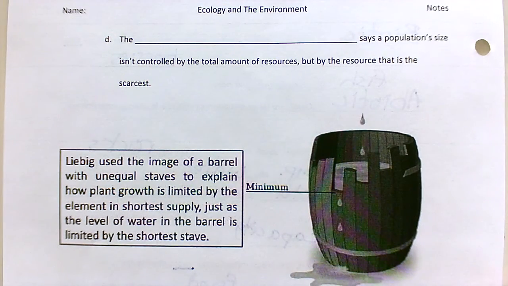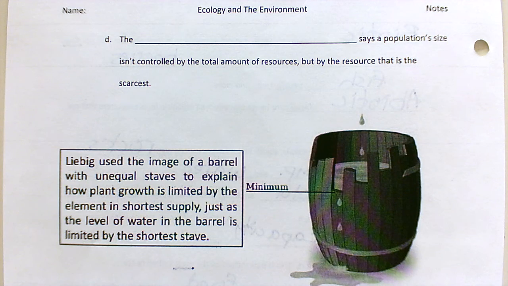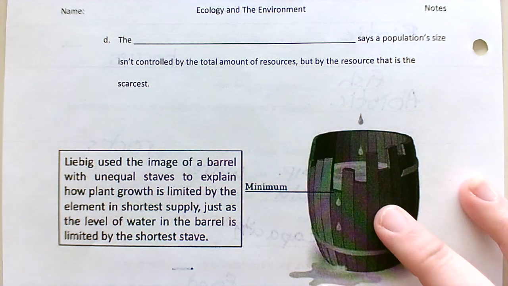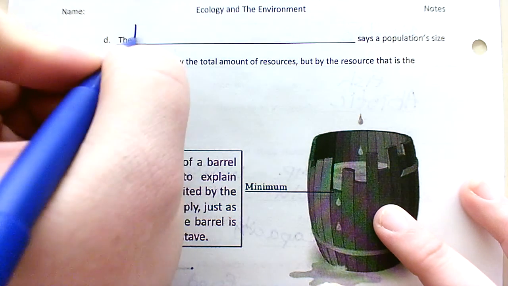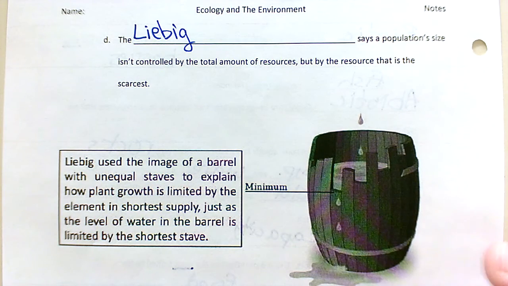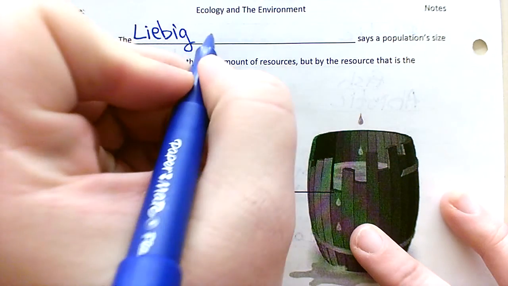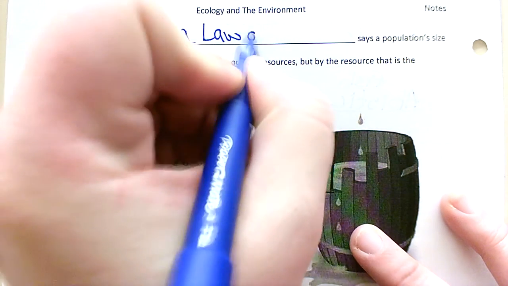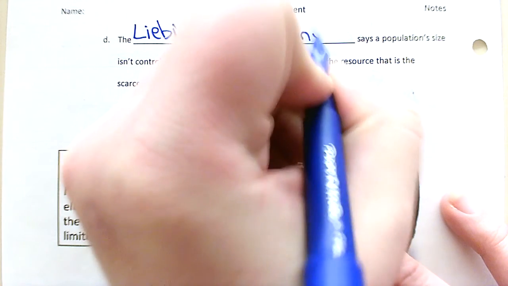All right, so this is just kind of all those ideas we just talked about with limiting factors, summarized in this law. It's called the Liebig Law of Minimum. And that's somebody's last name. It's not like a big lie. That's just his last name. So Liebig Law of Minimum.